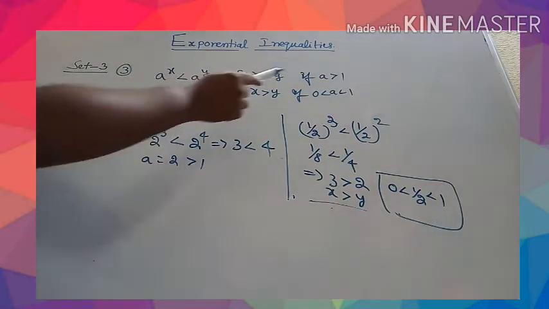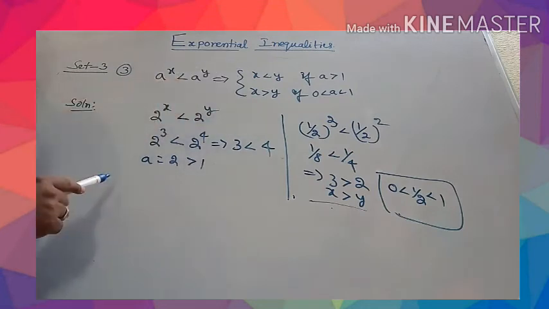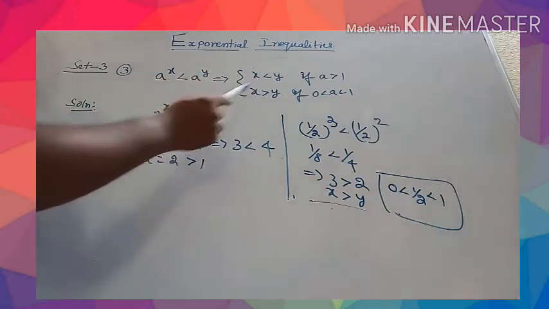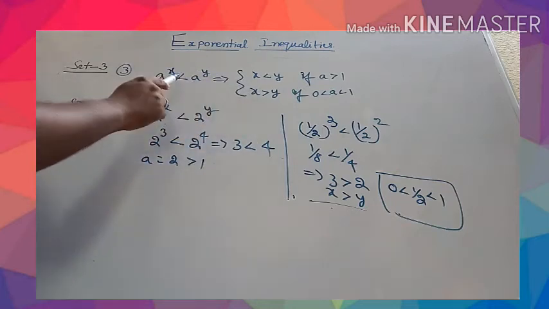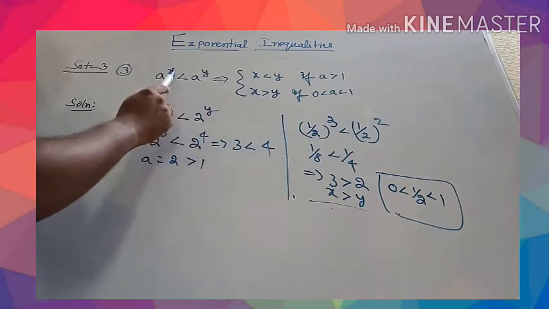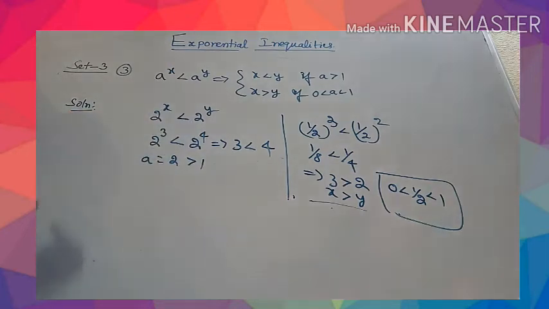Right? When a is greater than 1, it maintains the same inequality. Less than means less than. When it lies between 0 and 1, it maintains the opposite inequality. If it is less than here, it is greater than there. If it is greater than here, it will be less than there. That is what we have observed.